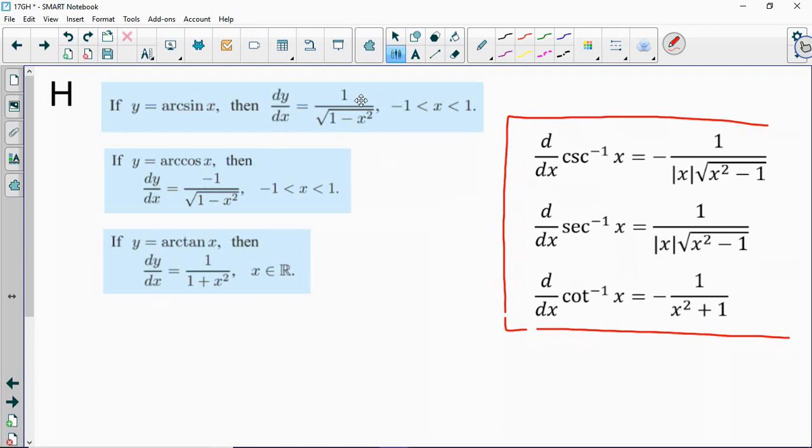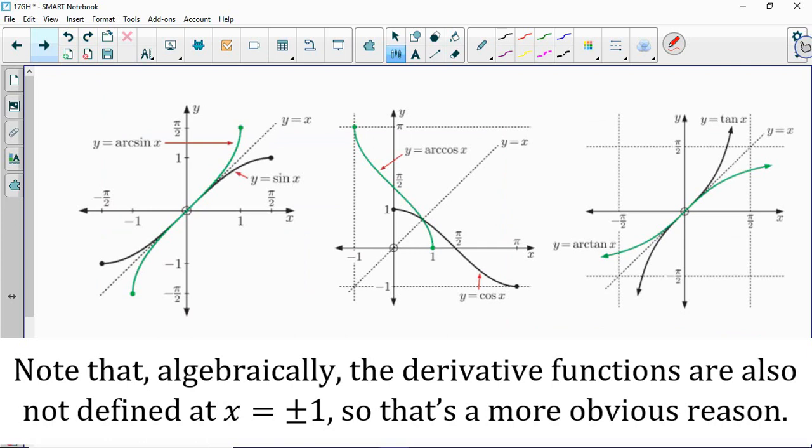The other thing we got to point out about these three, however, is that we do have restricted domains. Recall that the domain of a derivative function is at most the domain of the original function. Arcsine and arccosine are defined from -1 to 1 inclusive. Our derivative functions are defined from -1 to 1, but not including -1 and 1, because we can't take the derivative at an endpoint. We've talked about that in a previous video, so we won't get into the details here.